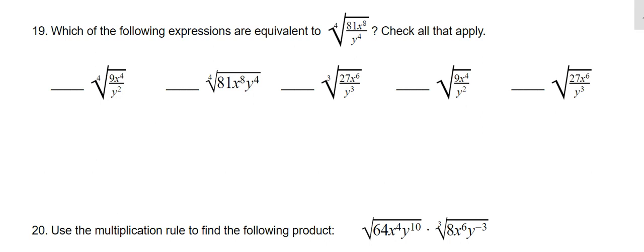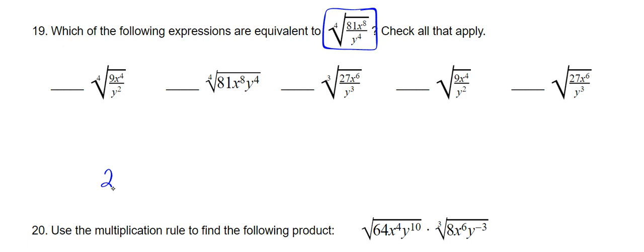Okie doke. Got another one here, number 19, that is maybe a little less complicated than it looks. We're supposed to know which of these are equivalent to the fourth root of 81x to the 8th over y to the fourth. What I would suggest doing first is simplifying this. To do that, we need to know fourth roots.